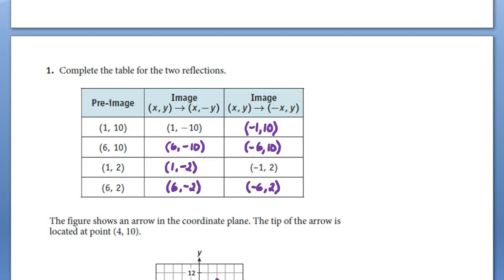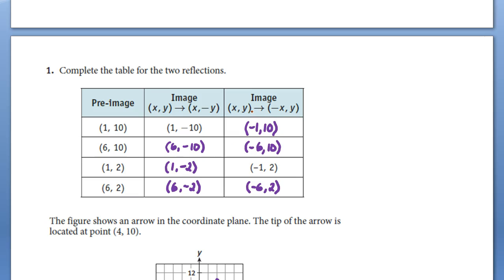Number 1, complete the table for the two reflections. So here we have some members of the band located at these ordered pairs. Where do they move to after the transformations? The first one we're going to do here is to use this formula. (x, y) goes to (x, -y). Keep the x value the same, take the opposite of the y value. So (1, 10) would transform into (1, -10). (6, 10) would transform into (6, -10), and so on.